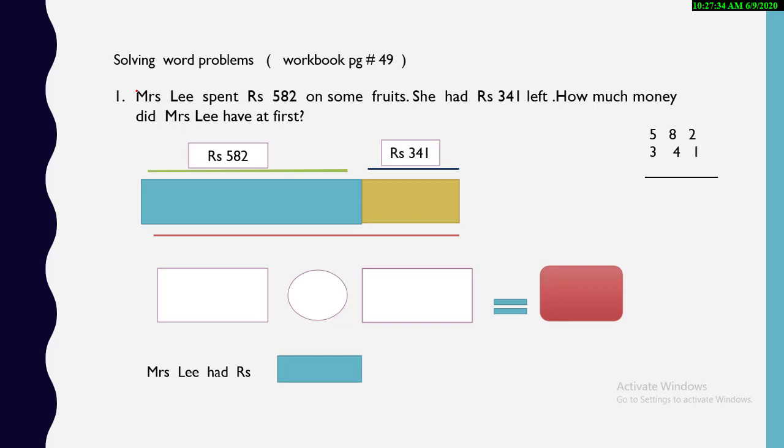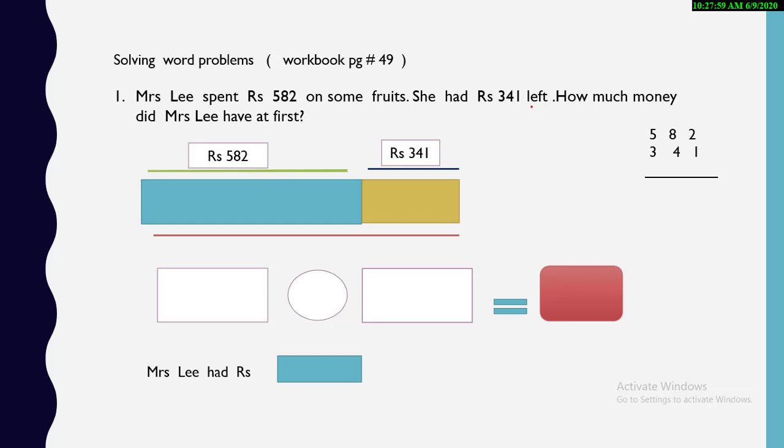You are going to keep these 3 points in your mind when you solve word problems. Read the word problems carefully. If the bar model is given, look at the bar model very carefully. And the third one is do your working very carefully. Okay, so let's start reading it. Mrs. Lee spent rupees 582 on some fruits. She had rupees 341 left.